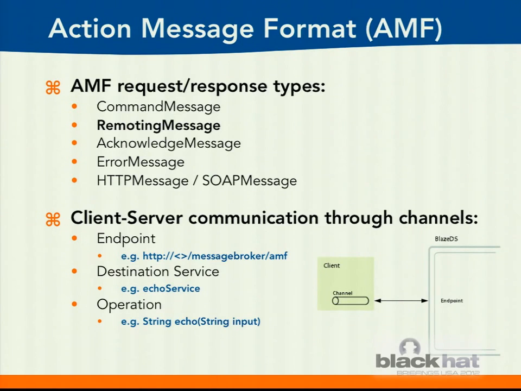Each communication channel can be defined and specified by three items: an endpoint, which is a URI, basically the entry point for the AMF messages. And then we have a destination and an operation, which are the equivalent of the Java classes exposed by the remote server and the Java methods, with arguments and the return value.